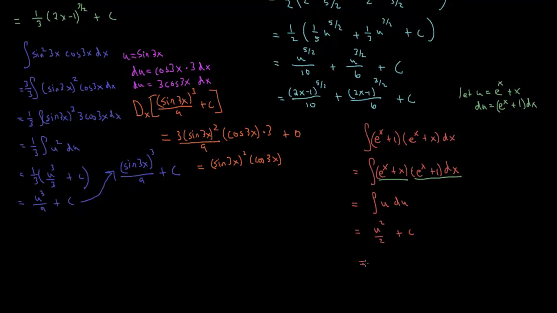The last little step is just to back substitute. u is e to the x plus x. So that's the quantity squared over 2 plus c. And I think you'll see that if you use the chain rule and take the derivative of this solution, you will get the original integrand back all over again. Okay, so that is indefinite integration with u-substitution.